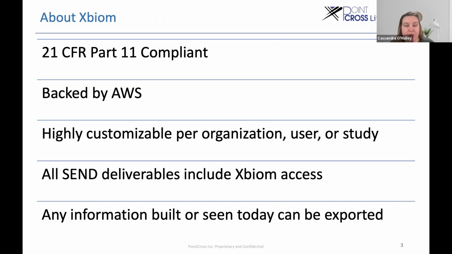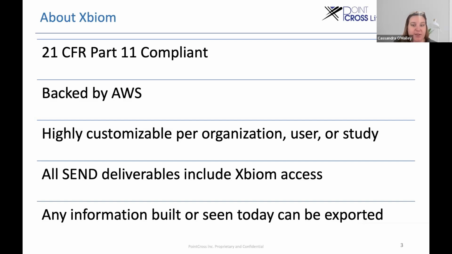XBiome, the platform that we're going to be using today, is a 21 CFR Part 11 compliant and validated system. It is backed by AWS and is entirely web-based for any end user. For security purposes, the system includes user-based role access, which can be edited by an internal IT team and does not rely on the PointCross team. The XBiome platform is highly customizable, including templates and options to collaborate with teammates on visualizations. And all of our SEND customers do receive XBiome access for each deliverable for visualization and QC checks at no additional charge.